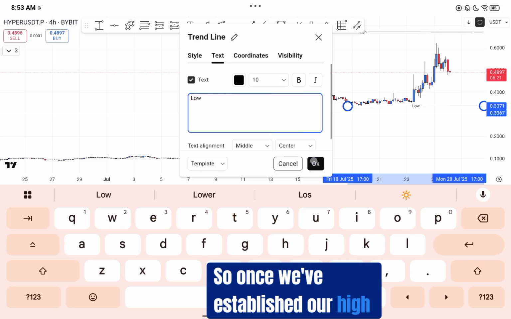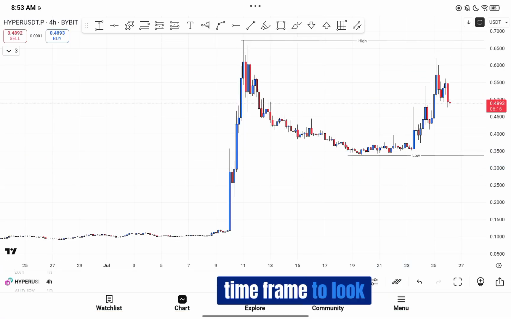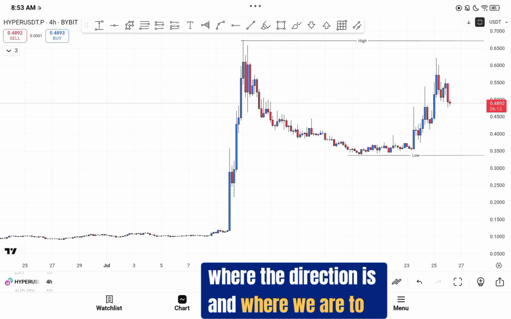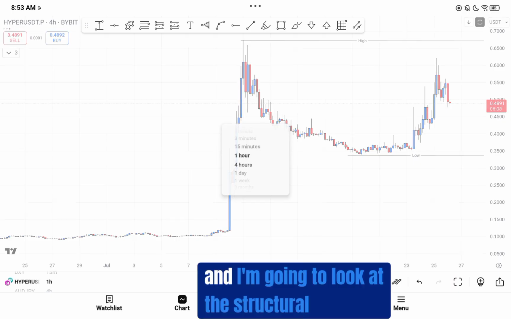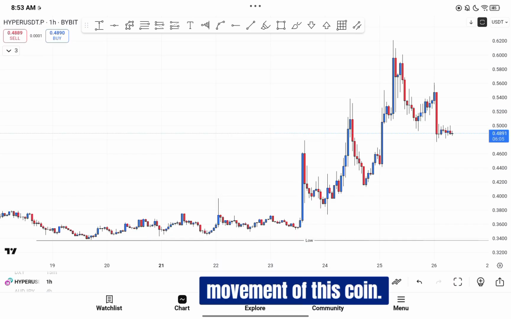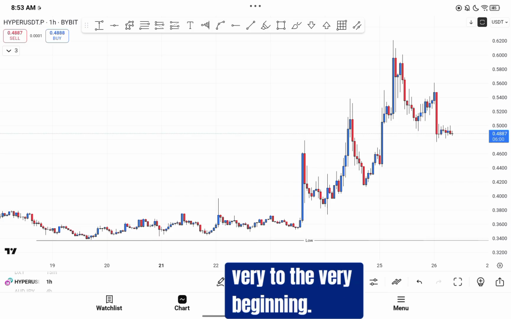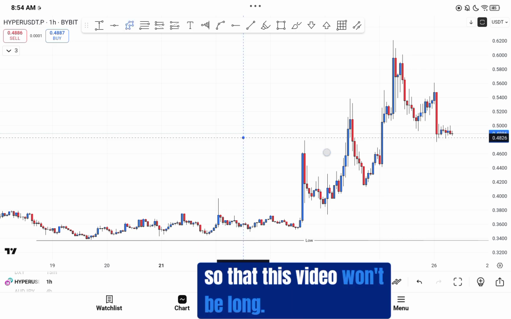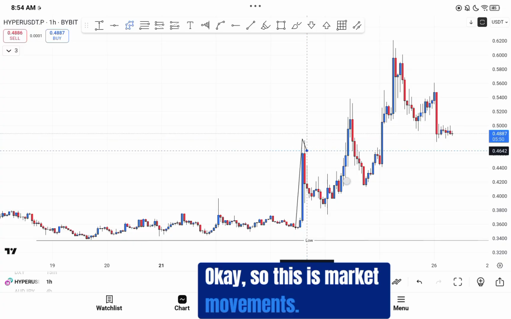So once we've established our high and low, we need to dive deeper into the smaller time frame to look at the market structure and know where the direction is and where we are to take our trade. Okay, so I'm going to go to the 1 hour time frame right now, and I'm going to look at the structural movement of this coin. So I'm not going to go downwards, very to the very beginning. Do you understand? I'm just going to pick the most current parts so that this video won't be long. Okay, so this is market movement.